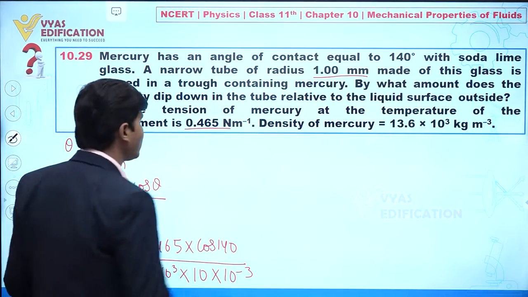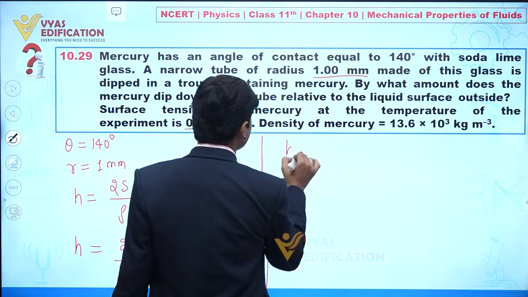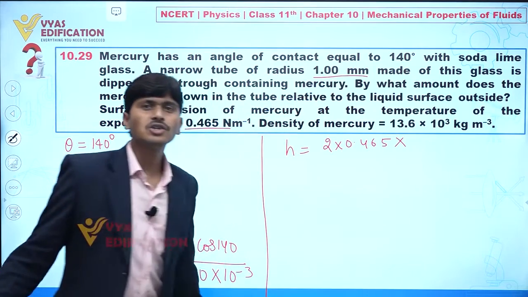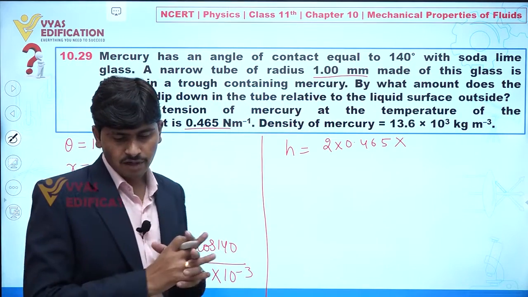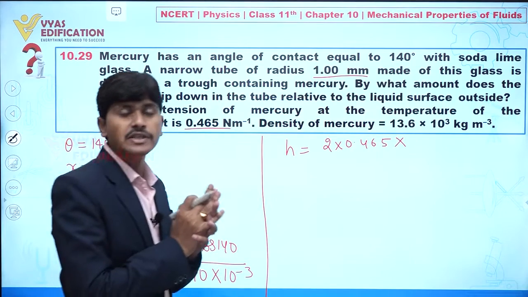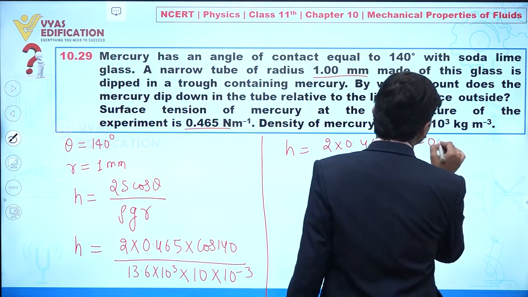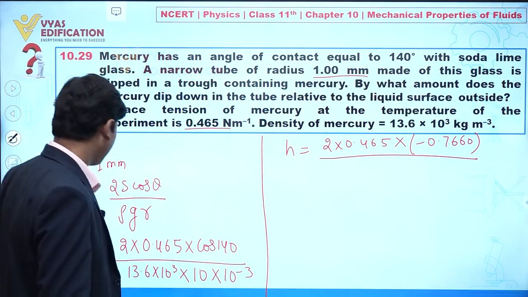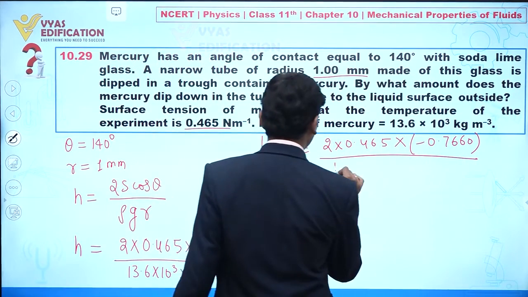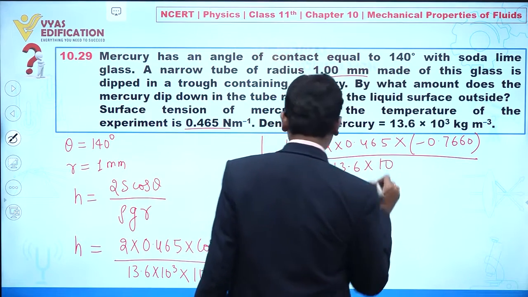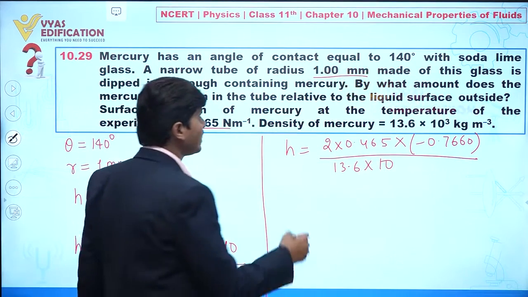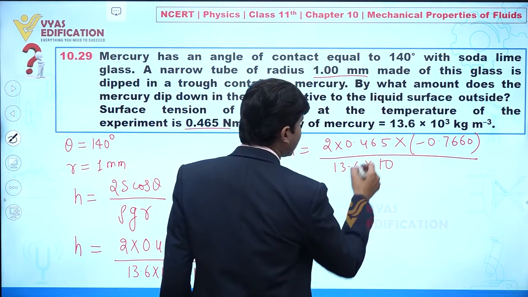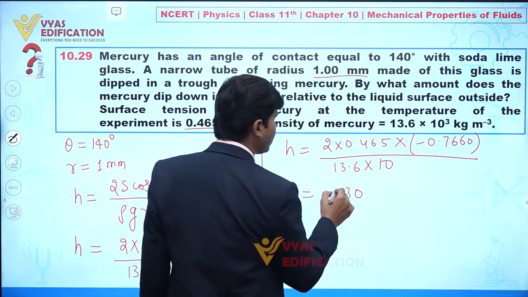If you put in all the values, I can write h equal to 2 multiply 0.465 multiply cos of 140. The cos 140 value we have is minus 0.7660, and it is divided by 13.6 into 10. So from here the value of h is given by, if you multiply, we have 10, we have 1, 13, we have 1, 9.